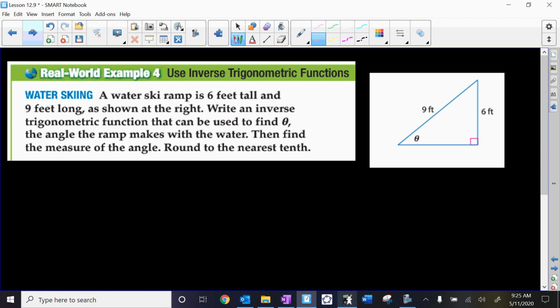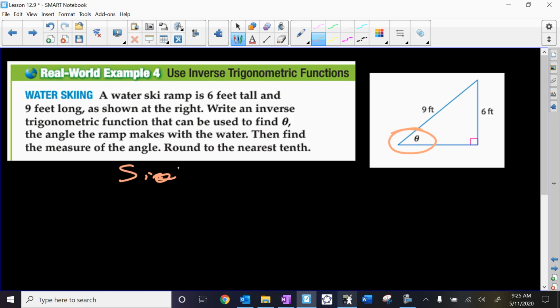Going on to example 4, last example. Now you have to come up with your own trig function. We're trying to find this angle measure down here at the bottom. And this comes based off of the relationship of your sides of your triangle. So 6 is opposite, 9 is hypotenuse. We know that that is sine.